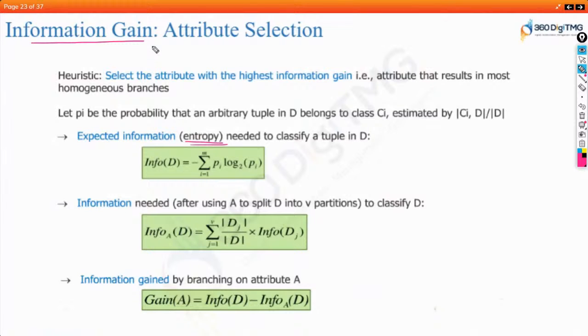This information gain is trying to identify how much information we can extract when we are splitting a tree, when we are splitting the entire data on a specific attribute X.